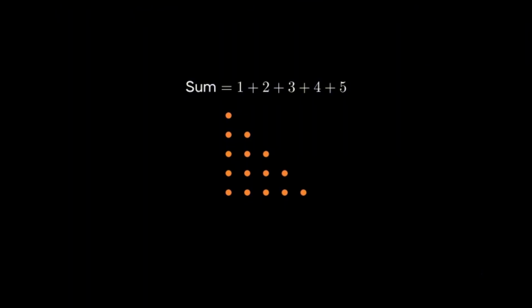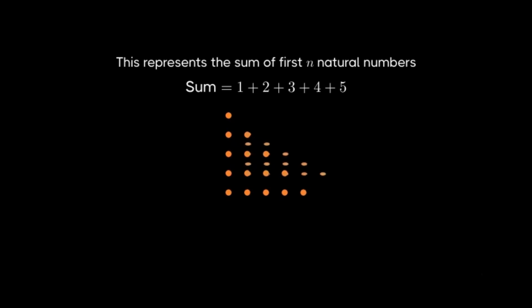But we want to find a formula that works for any number of terms. In the general case, this triangle represents the sum of the first n natural numbers, where n could be any positive integer. Here's where the clever geometric insight comes in. We'll make an identical copy of our triangle, color it blue, and flip it horizontally to create a mirror image.